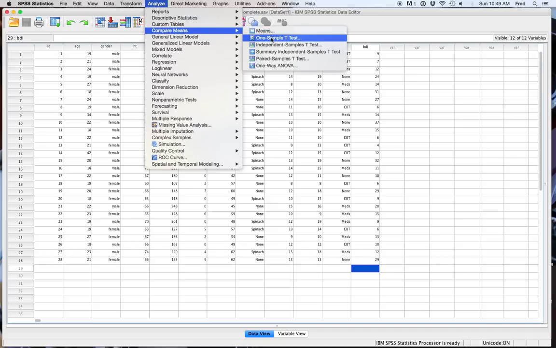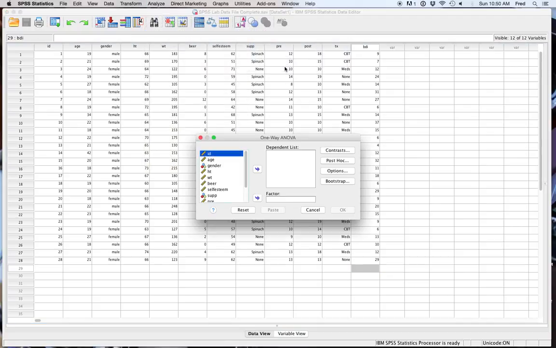And if you remember, here we have our one sample, our independent samples, our paired samples t-tests, and a couple of other options. And at the bottom is one-way ANOVA. So that's what we're going to select, one-way ANOVA.